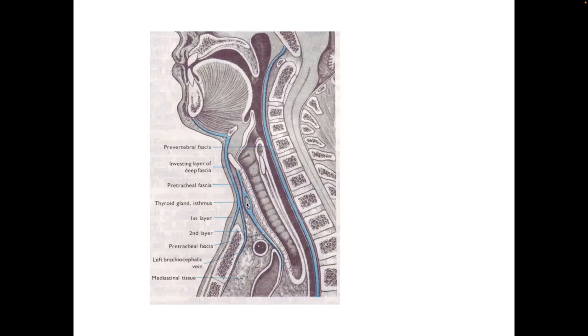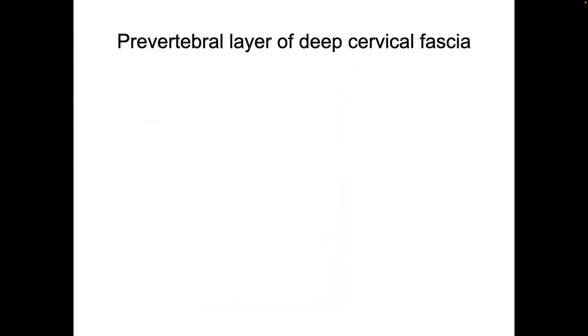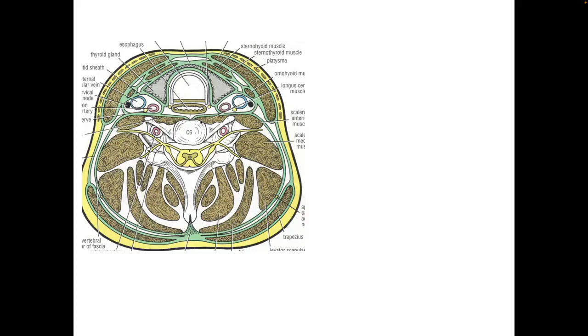Now the next layer, that is a prevertebral layer. Again, prevertebral, the name suggests, in front of the vertebral muscles. Okay. If you can see here, this is the prevertebral layer. ये वर्टिब्रा है, इसके आगे ये मसल्स है, उसके ऊपर ये आ रहा है प्रीवर्टिब्रल लेयर.